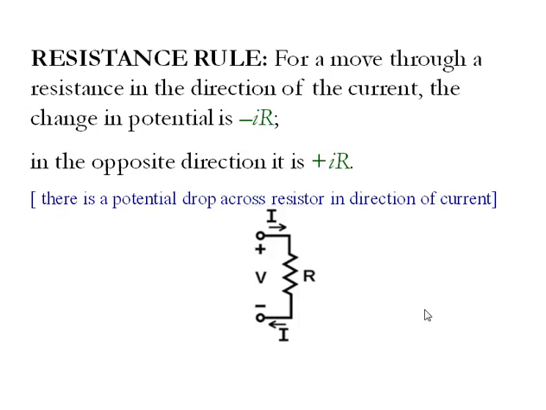The resistance rule that we can use when we're using our loop rule is that when we move through a resistor in the direction of the current, we're going to have a potential decrease. So we'll call that negative IR. And that's negative IR if we're going in the direction of the current. If we're going in the opposite direction of the current, if we are traversing in this direction, well then you can see we're traversing in the direction of potential increase, so we'll call that positive IR. Whenever we're going in the opposite direction of the current, we use positive IR.